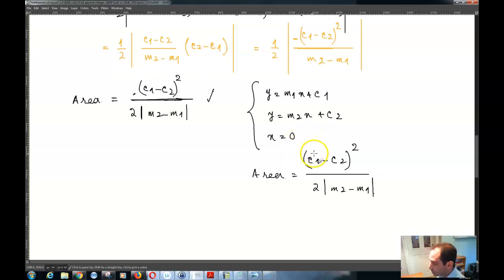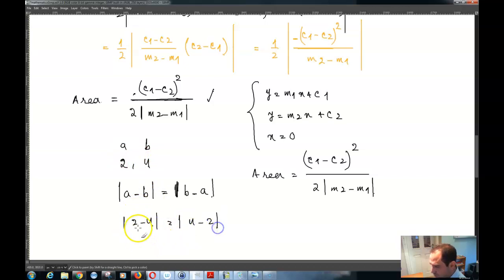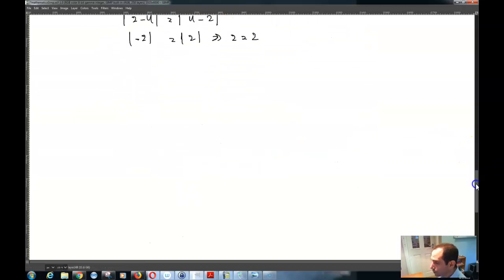because suppose that you have two numbers, like 2 and 4, for example. If you take these as a and b, you know that the absolute value of a minus b is equal to the absolute value of b minus a. For example, the absolute value of 2 minus 4 is equal to the absolute value of 4 minus 2. 2 minus 4 is the absolute value of negative 2, and this is the absolute value of 2. And so 2 is equal to 2. So it doesn't really matter whether you write m2 minus m1 or m1 minus m2. That doesn't make any difference. So that is basically that.